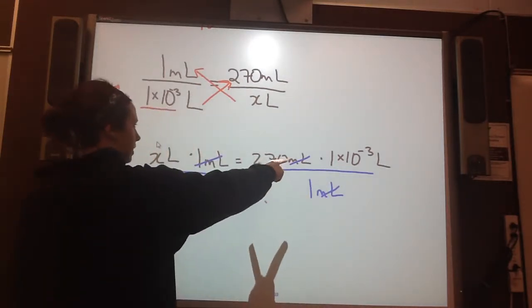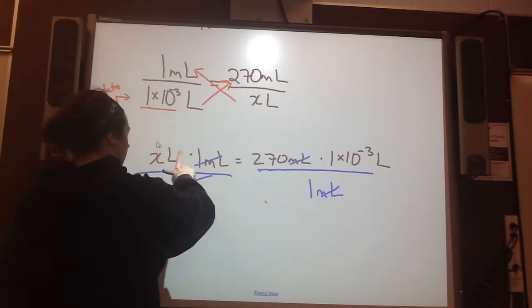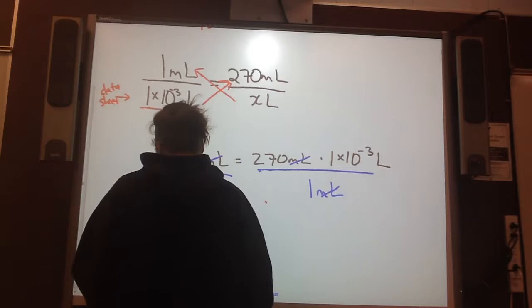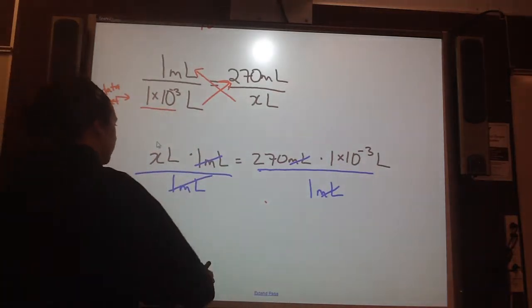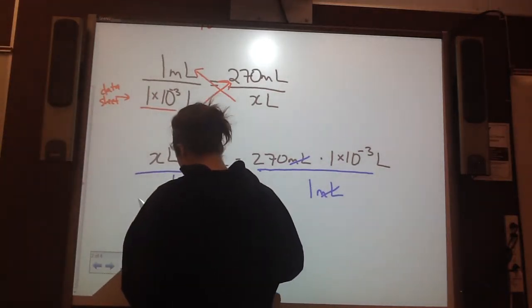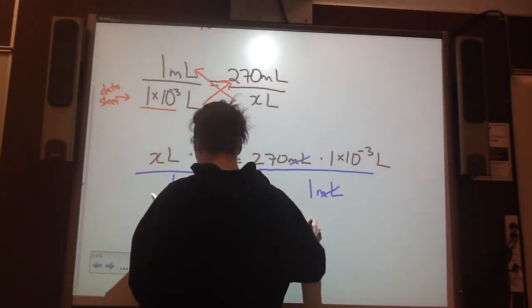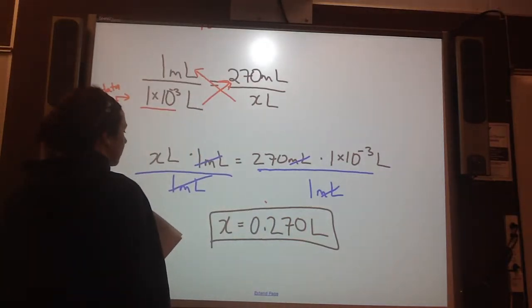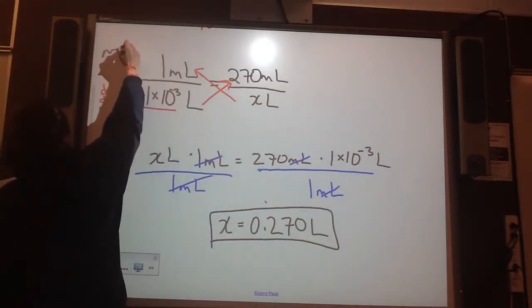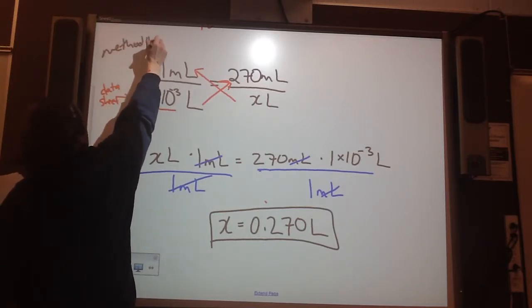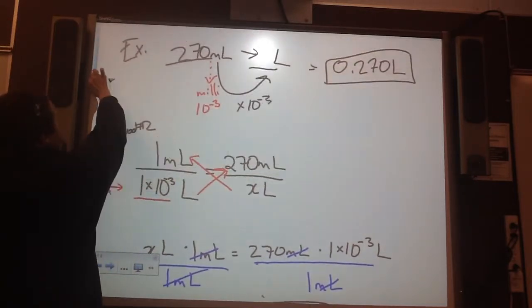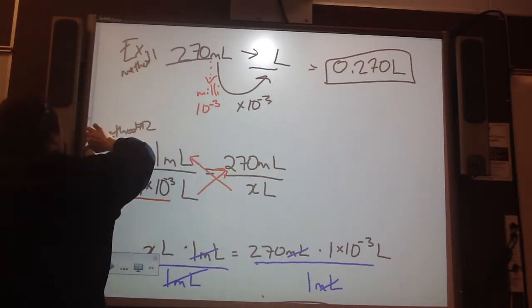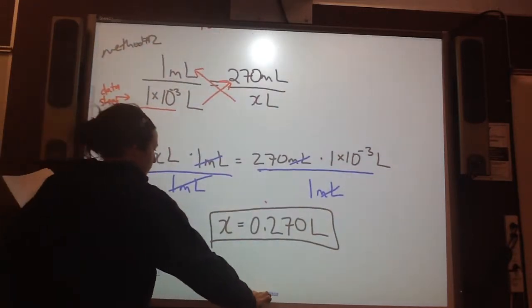So if you put this into your calculator, 270 multiplied by 10 to the -3, you will get the same answer as we concluded there, 0.270 liters. So this is method number 2, we'll call it. Let's call the first one method 1. And there's one more method.